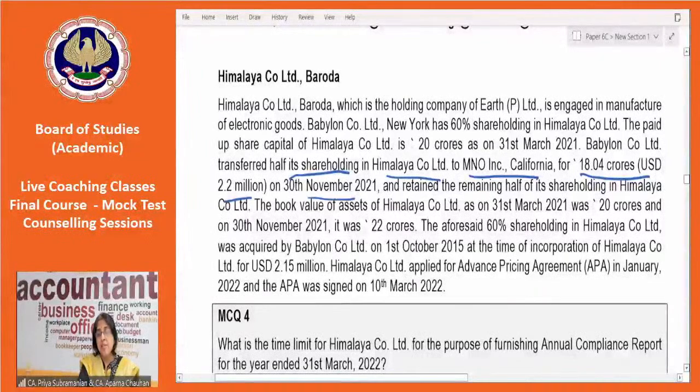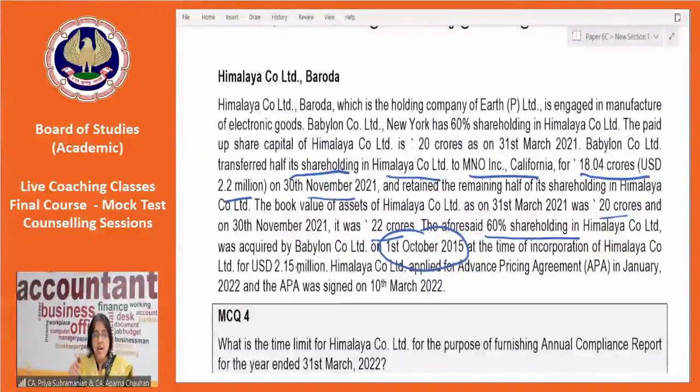The book value of assets of Himalaya Company Limited was 20 crores on 31st March and on 30th November it was 22 crores. The aforesaid 60% shareholding in Himalaya Company Limited was acquired by Babylon Company Limited on 1st October 2005 at the time of incorporation for US dollar 2.15 million. Himalaya Company Limited applied for advance pricing agreement in January 2002 and the APA was signed on 10th March 2000.